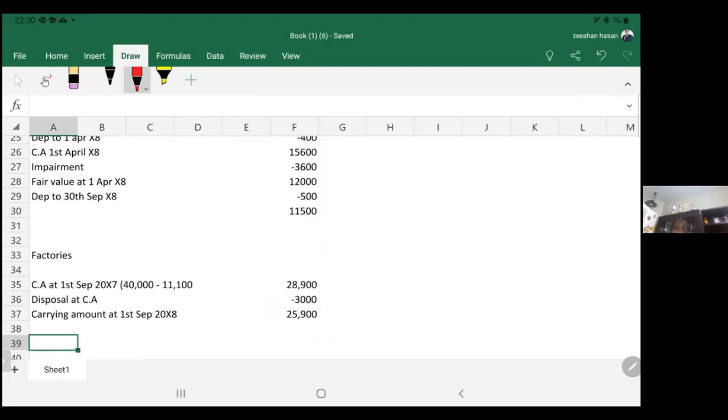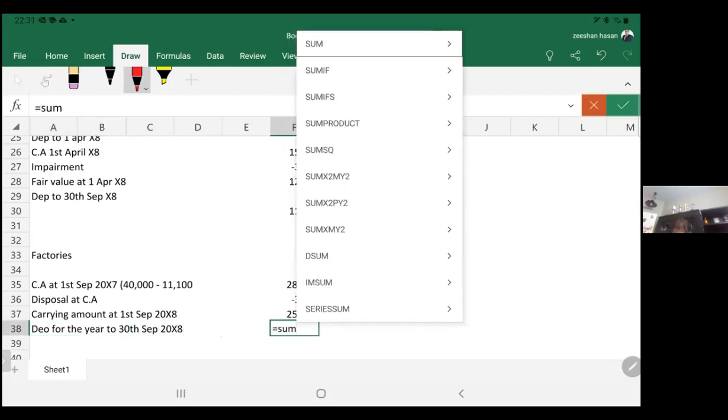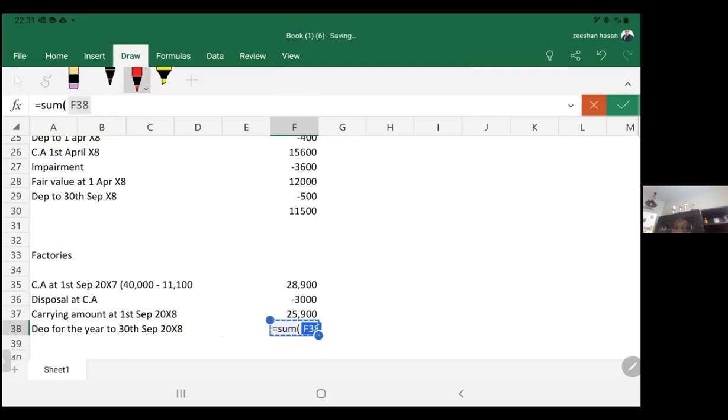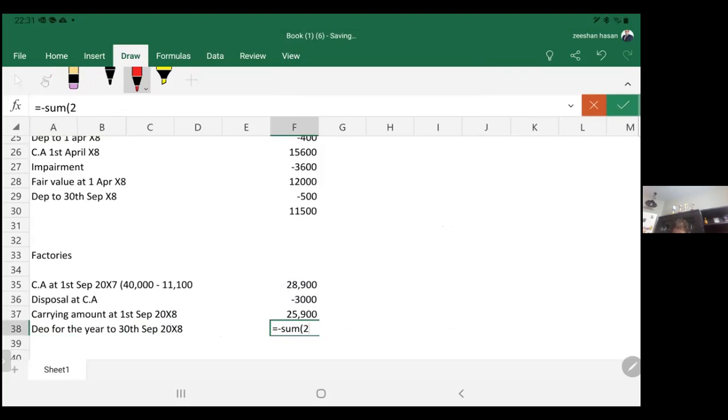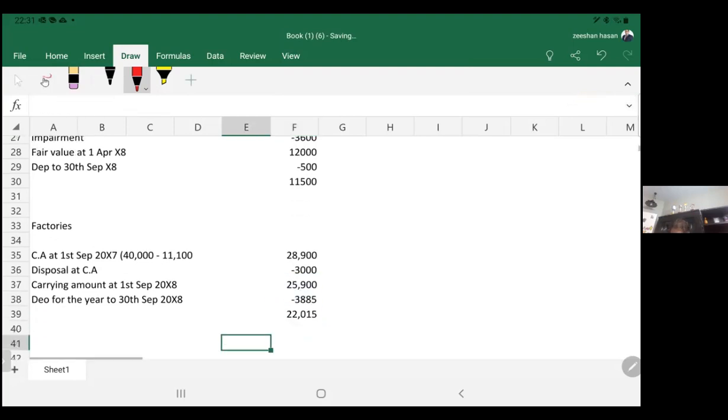Finally, what we have to do, depreciation for the year to 30th September is equal to sum, oh sorry, it's minus sum, is equal to minus sum 25,900. 25,900 multiplied by depreciation rate 0.15%, 3,885, and it's equal to sum 22,015.